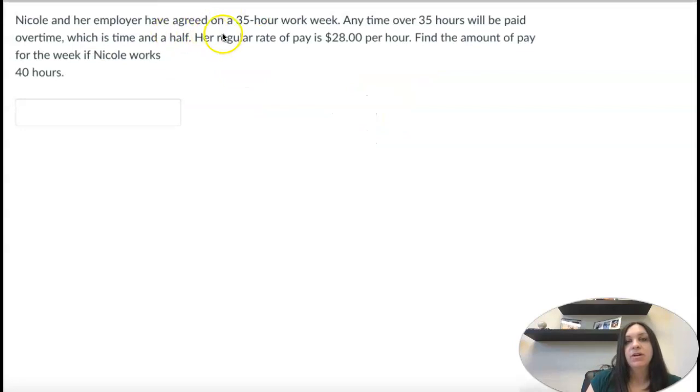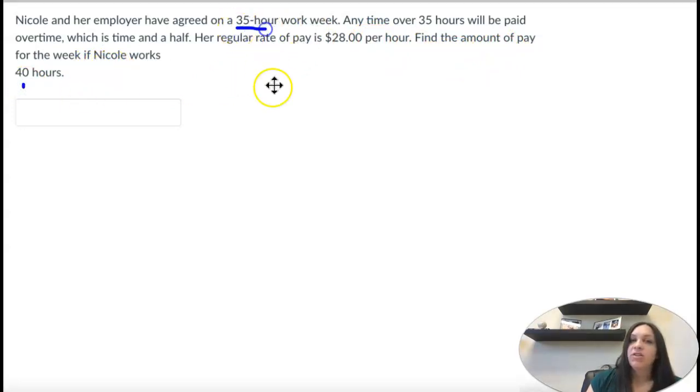Nicole and her employer have agreed on a 35-hour work week. Any time over 35 hours will be paid overtime, which is time and a half. Her regular rate of pay is $28 per hour. Find the amount of pay for the week if Nicole works 40 hours.